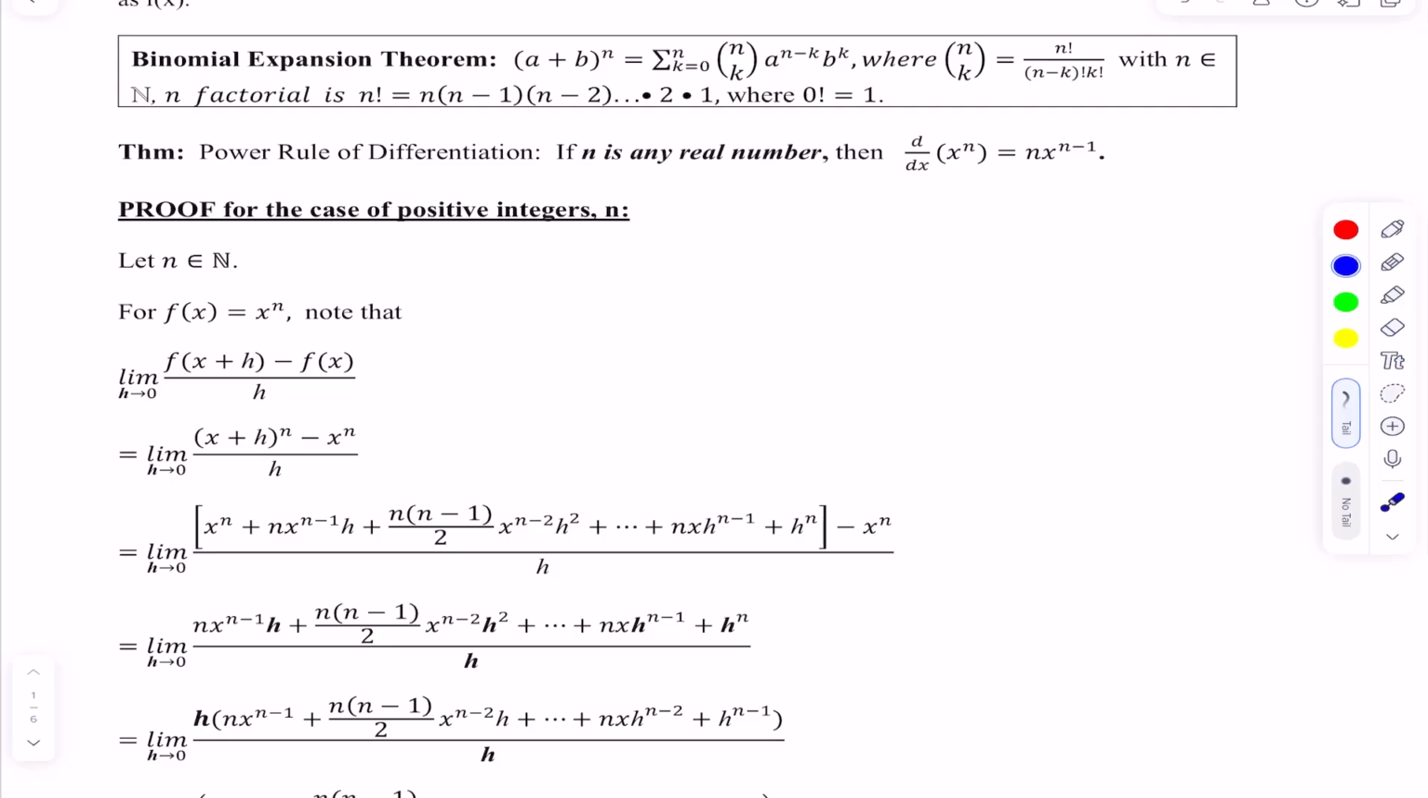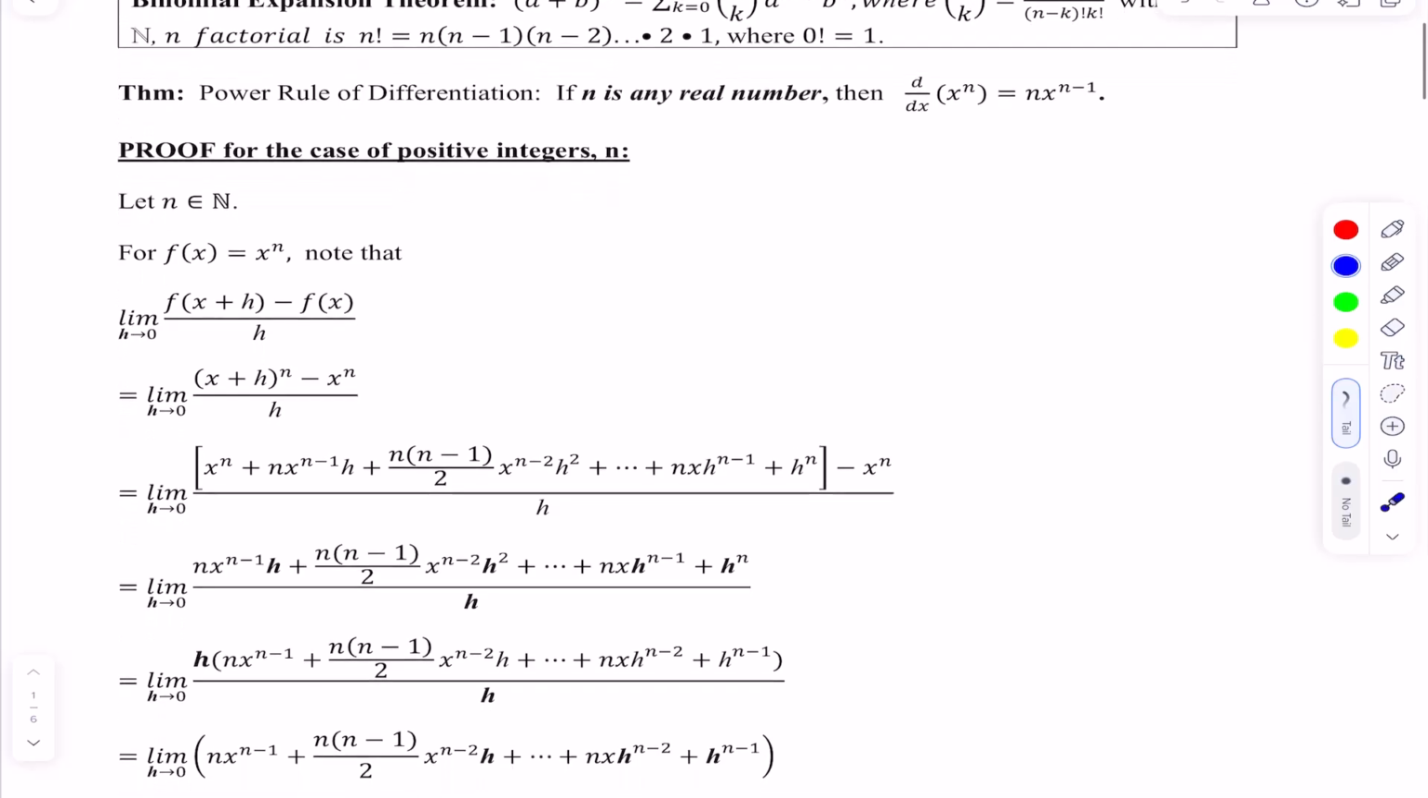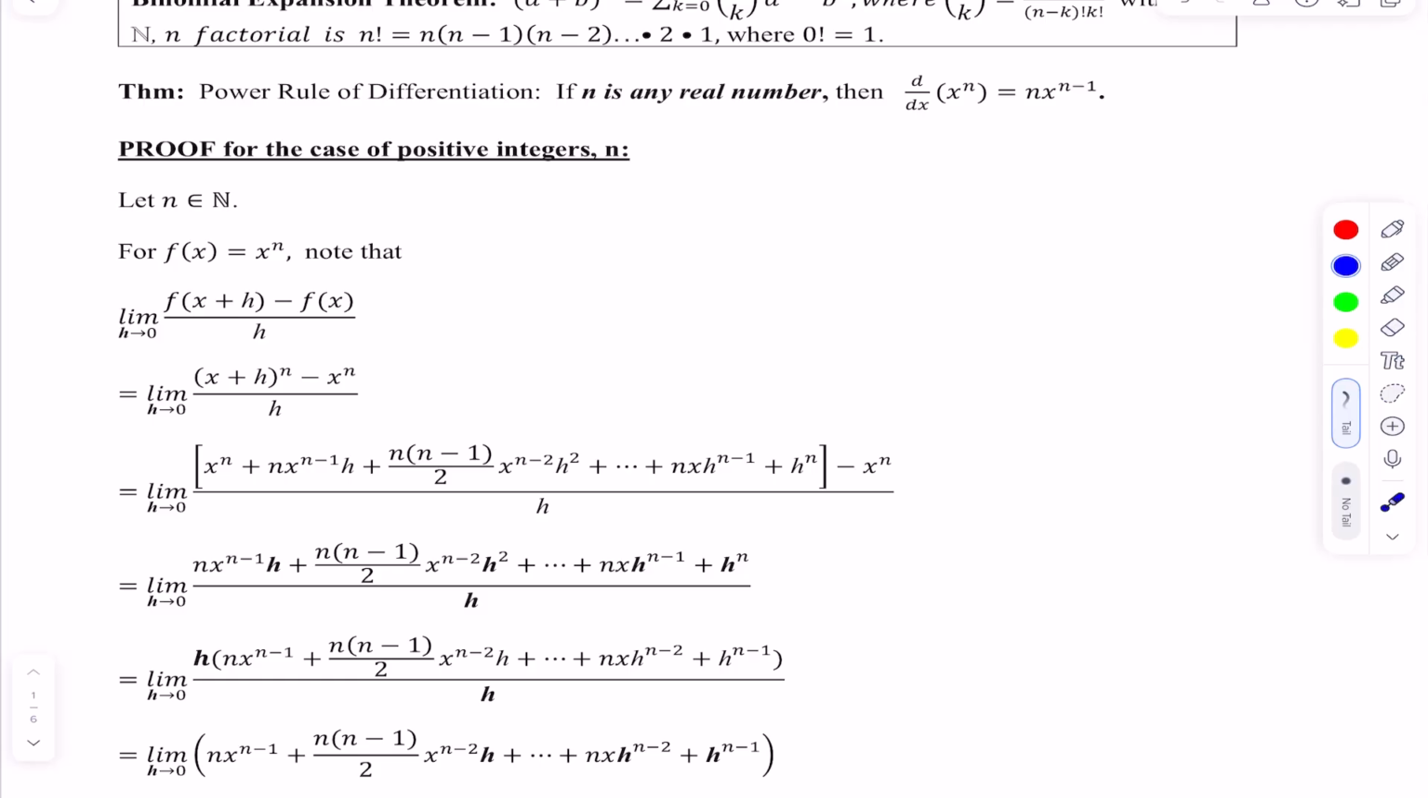You could walk through it and just follow the algebra and convince yourself that this rule does really work. Not only will it work for positive integers n, it will also work for any real number. That's going to be very, very powerful. That means you could use decimal exponents, you could use fractional exponents, and then actually apply this rule.